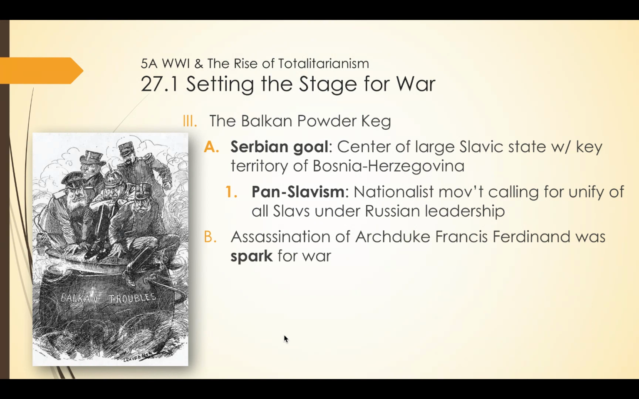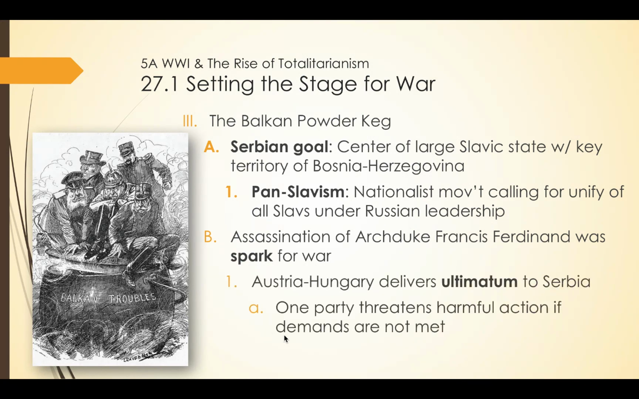During all this, the spark that would eventually ignite this Balkan powder keg came on June 28, 1914, when the heir to the Austro-Hungarian throne, the Archduke Francis Ferdinand, and his wife were visiting Sarajevo, the capital of Bosnia-Herzegovina. As they rode in an open automobile, Gavrilo Princip, a member of a Serbian nationalist group called the Black Hand, assassinated both of them. The Austro-Hungarian Empire was so furious by this attack and this act of terrorism that they delivered an ultimatum to Serbia.